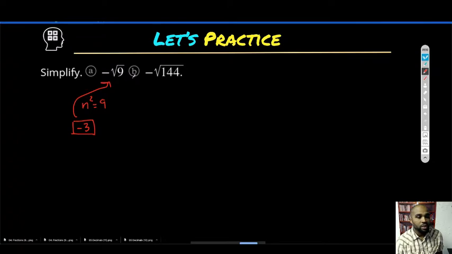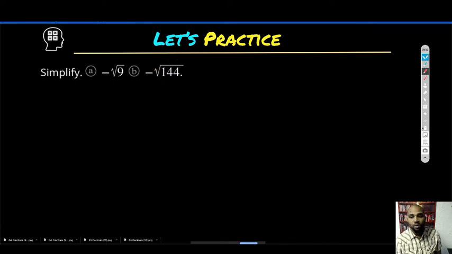So I ignored it. Same thing I'm going to do here with the square root of 144. So some number n squared equals 144. That's going to be 12. n is going to equal 12. So I know that this whole thing right here is equal to 12. And now remember to put the negative on the outside as a -12. So don't let that negative confuse you.